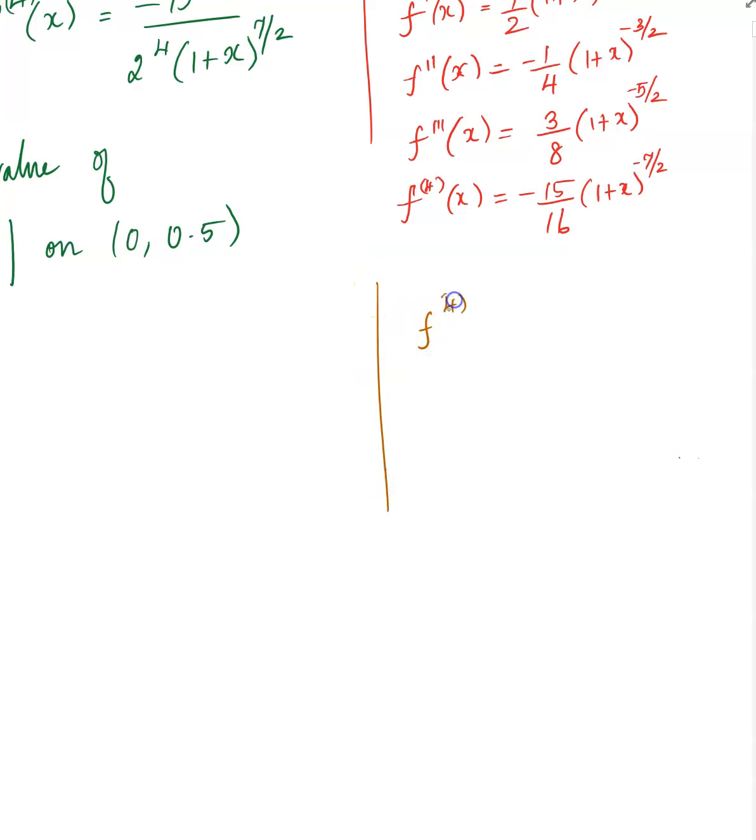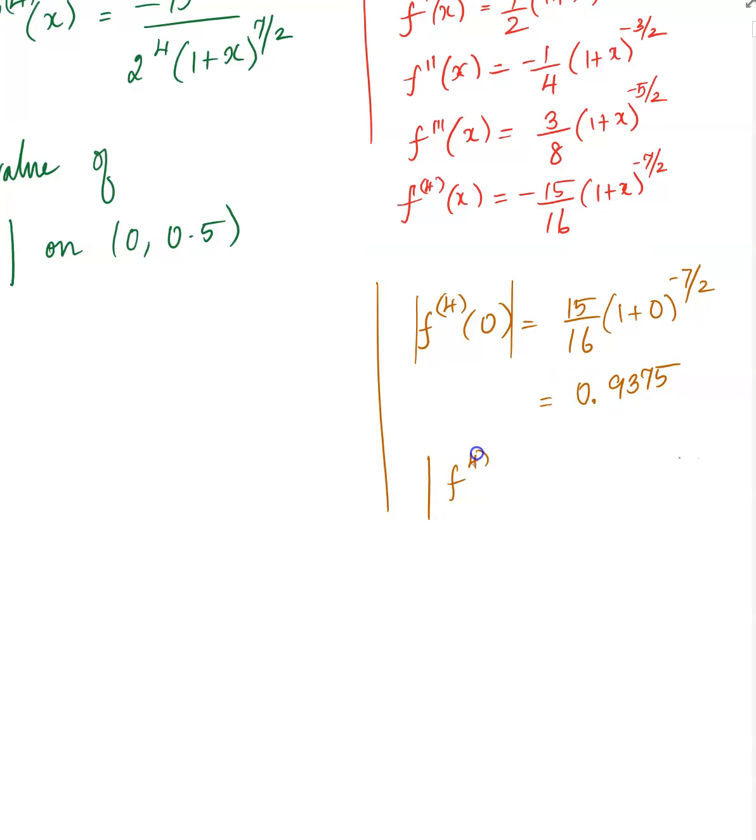So go to the fourth derivative of x, and in the place of x plug in 0, these endpoints, right? 0 or 0.5. So I'm going to try both. And remember, I'm taking only the positive because of the absolute value, right? So it's going to be 15 over 16. And 1 plus 0 power negative 7 over 2, that is still going to be 1. And see what 15 over 16 is in your calculator. It comes out to be 0.9375.